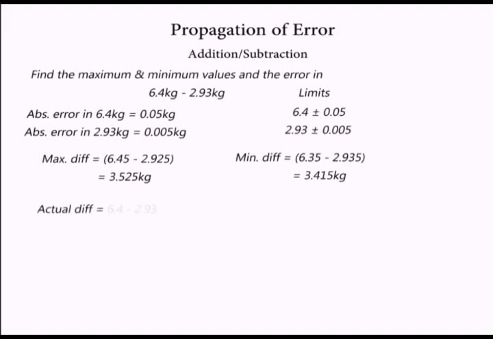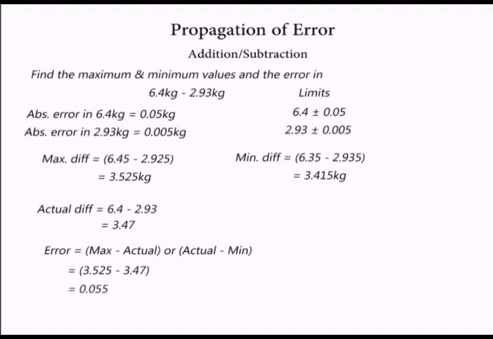The actual difference is 6.4 minus 2.93, and that is 3.47. The error is given by maximum minus actual or actual minus minimum. So maximum minus actual is 3.525 minus 3.47. That gives us 0.055. Actual minus minimum will be equal to 3.47 minus 3.415, and again that is equal to 0.055. So you can do any of them.